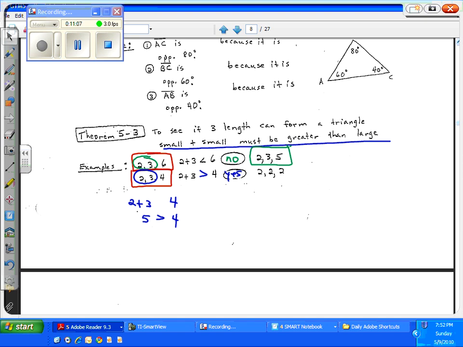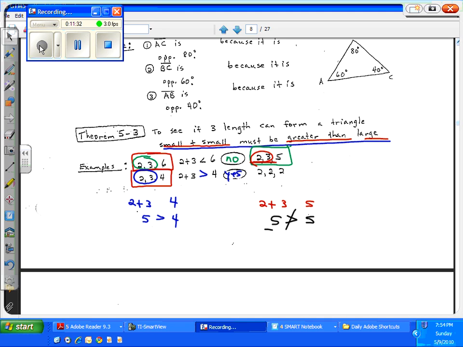What about 2, 3, and 5? We're going to try out 2, 3, and 5. Again, what we want to do is see if the sum of the smaller two is greater than the larger. So we take the smaller two, 2 plus 3, compare it to the larger, 5. 2 plus 3 is 5. Is 5 greater than 5? No. So the sum of the smaller two is not greater than the third. So this is not a triangle.